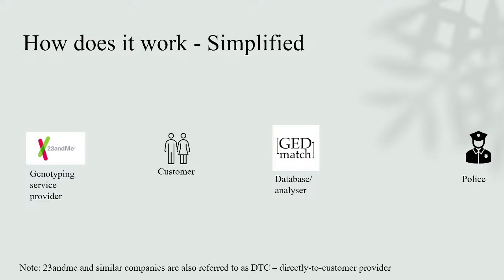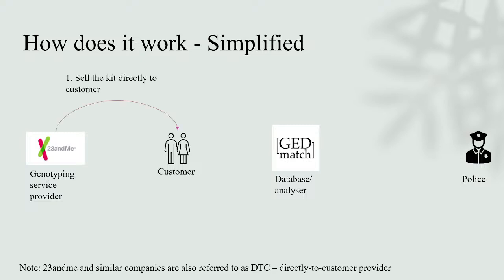How does a person get their familial history done? Simplified, we would have a few parties here. We have the genotyping service provider, also known as the DTC or direct-to-consumer provider. I put 23andMe because they are the biggest player in the market. We would have the customer, in this case us. We would have the database and analyzer, in this case GEDmatch, because again they are the biggest player in the field. We will also have the authority, which is the police in this case.